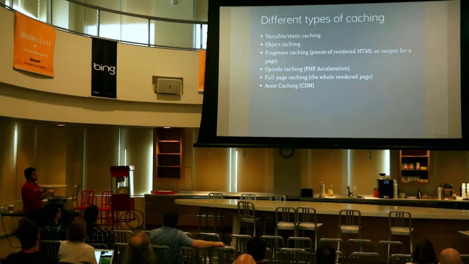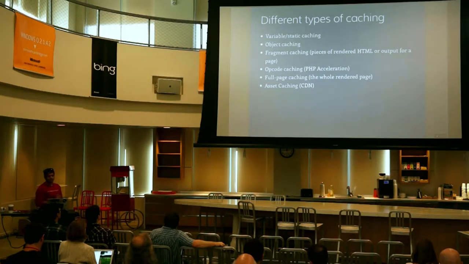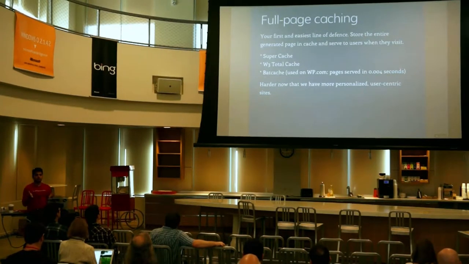All right, so there are different types of caching, at various levels of whatever stack you're using. There's variable static caching in PHP. Something I'll talk about, people don't necessarily connect the dots, but using variables is a type of caching. There's object caching, which would be the majority of my talk. We can also do fragment caching, basically caching rendered pieces of HTML, and things like opcode caching, page caching, and asset caching. All right, so full page caching is the one that most people are familiar with.